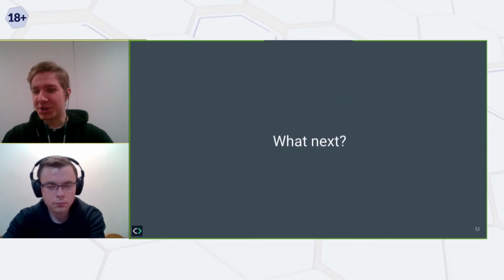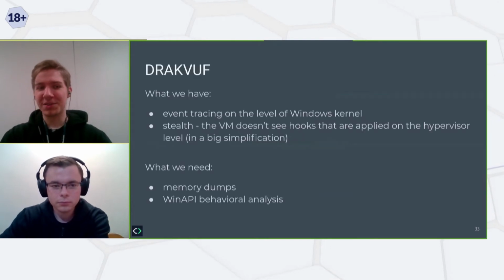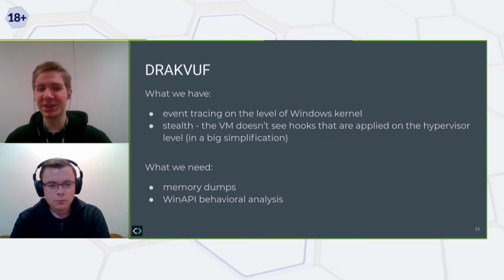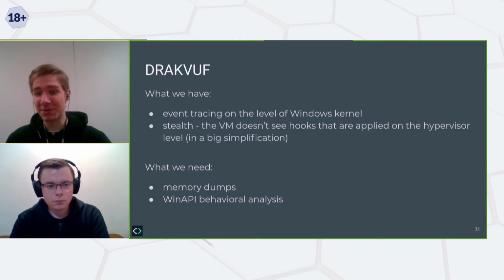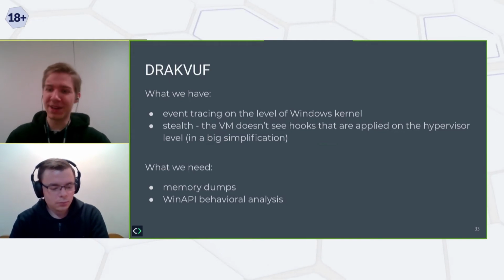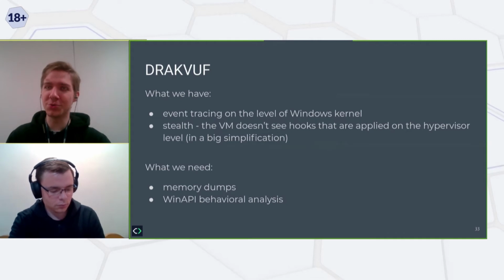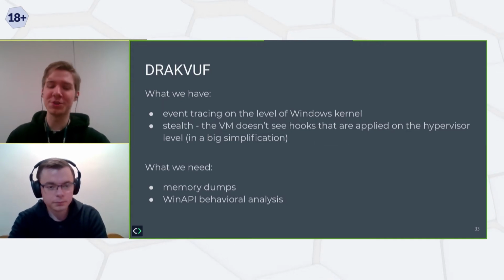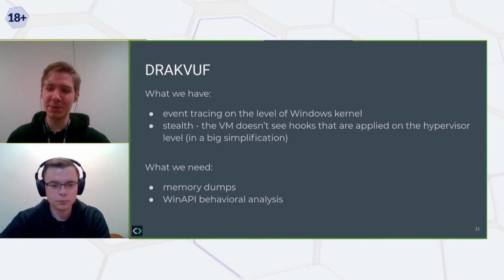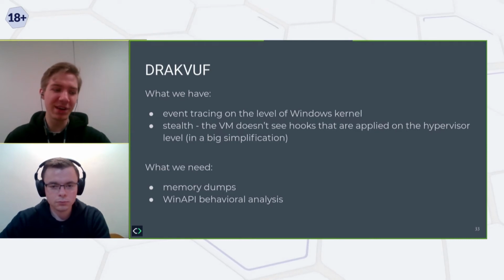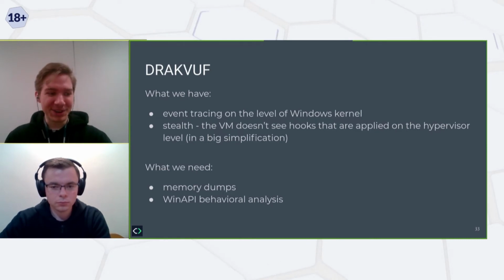So if we have strace, what else do we need, pretty much? Well, we have event tracing on the Windows kernel, and we are stealthy because the shadow breakpoints are pretty well hidden in this case. But we still need memory dumps, and we still want to have stuff like user mode hooks. For example, the crypto API is not a syscall, but we still would want to have a key that malware generated. And for this part, my friend Michał will talk you through.